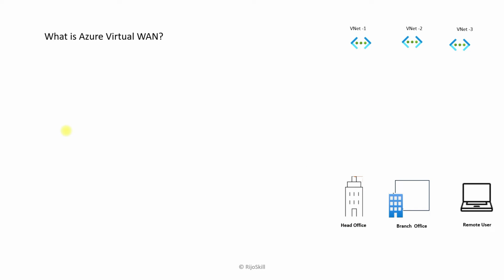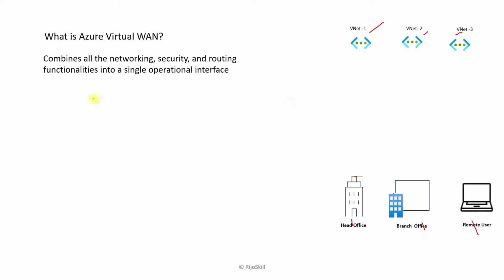So what is a Virtual WAN connection? Here you can see a diagrammatic representation. You have VNet 1, VNet 2, and a head office, branch office and remote user office. Different connectivity: the head office, the branch office and the remote user site need to connect, through ExpressRoute connections, point-to-site connections or site-to-site connections. You can see all the connections combine network, security and routing functionality into a single operational interface. Every connection from here to here goes through a single connectivity.